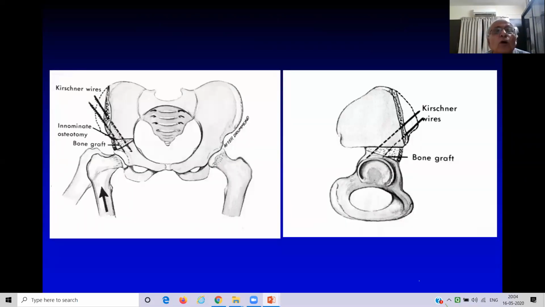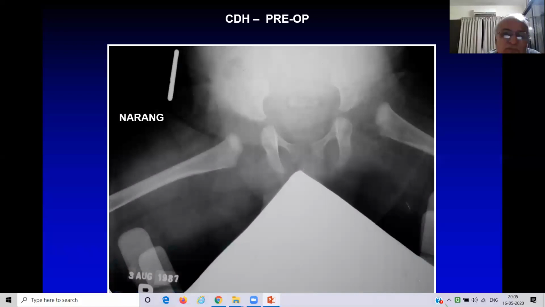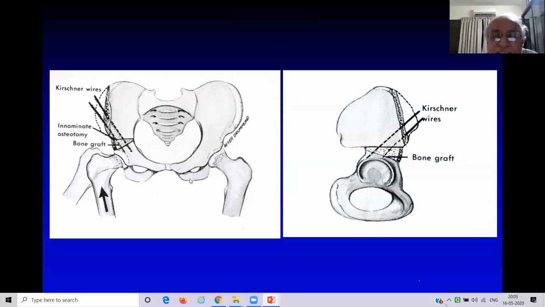So what we do in this osteotomy is we do an anterior Smith-Peterson approach, and this osteotomy is done at the level of the anterior inferior iliac spine. That is the area where we do it. We open that, we bring the distal fragment anterior and lateral, then we take a small wedge of bone from here, and whatever the wedge opens, we put that wedge.